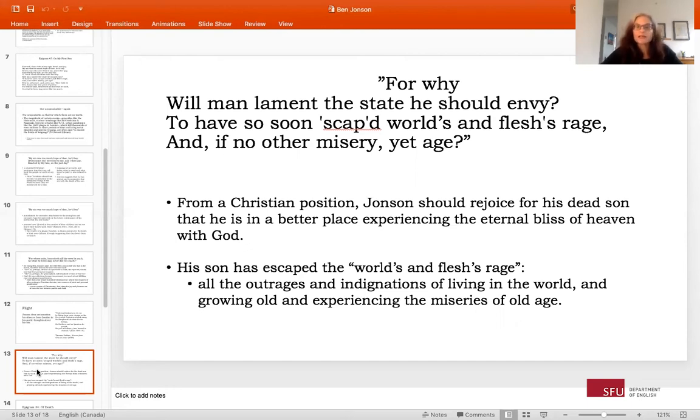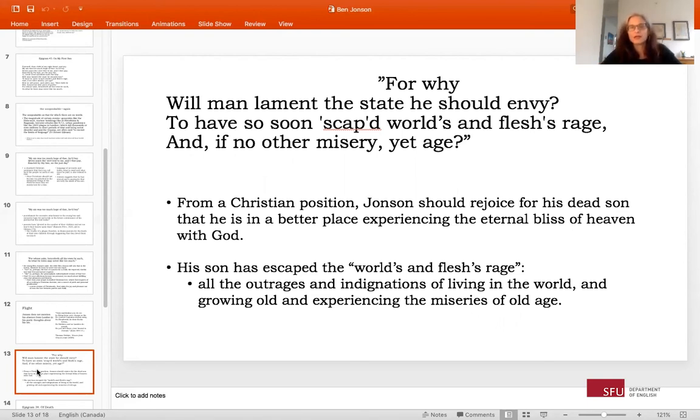And Jonson asks, "For why will man lament the state he should envy? To have so soon scaped world's and flesh's rage, and if no other misery, yet age."